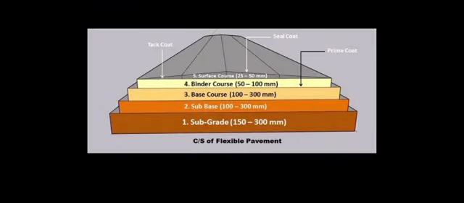Cross section of a flexible pavement. On the bottom, subgrade 150 to 300 mm, and above it subbase 100 to 300 mm. Third one is base course 100 to 300 mm. Fourth one is binder course 50 to 100 mm. Then the last, final surface course 25 to 50 mm. There is prime coat and tack coat, also seal coat.